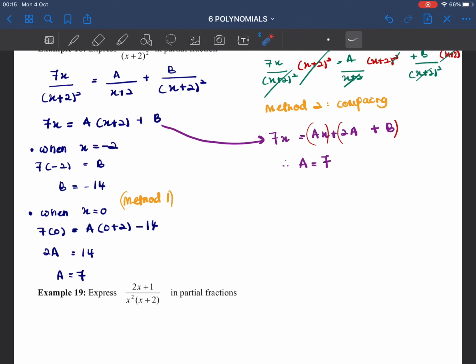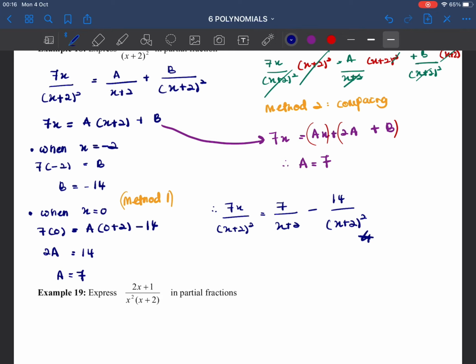Maybe for other examples, many more terms will need to be expanded. Then if you want to use the first method, substitute any value, you can use that. But at the end of the day, what we are going to find is the final answer, 7x over (x plus 2) squared equals our value of a, which is 7 over x plus 2, plus b, which is negative 14. So here will be negative 14 over (x plus 2) squared.